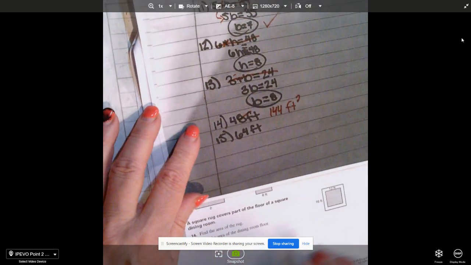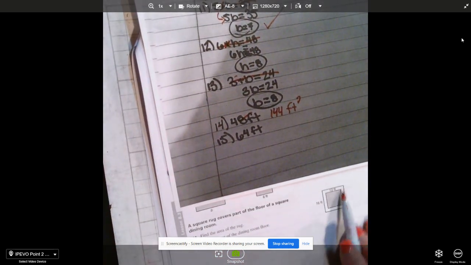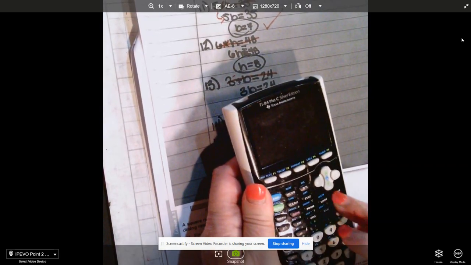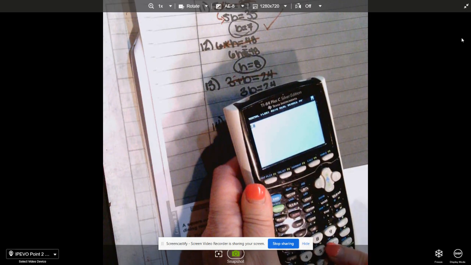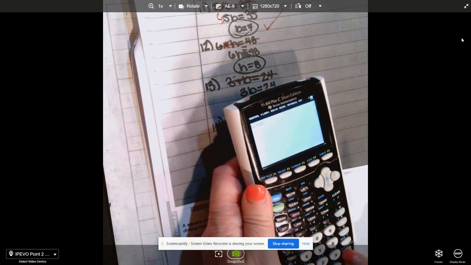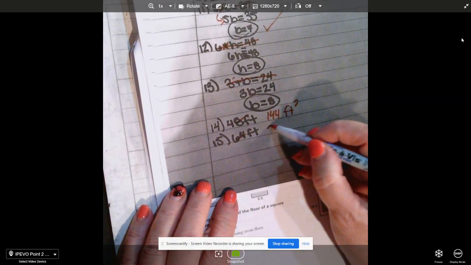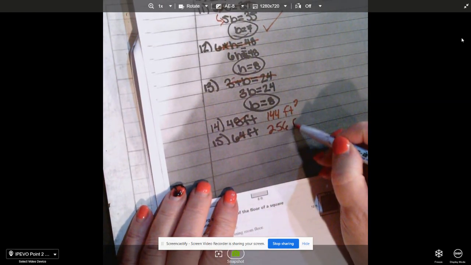And it said find the area of the dining room. Well, that would be 16, and that's 16. Again, if you don't know what 16 squared is, you can just go to your calculator and say 16 times 16, and you'll get 256. So this one here would be 256 feet squared.